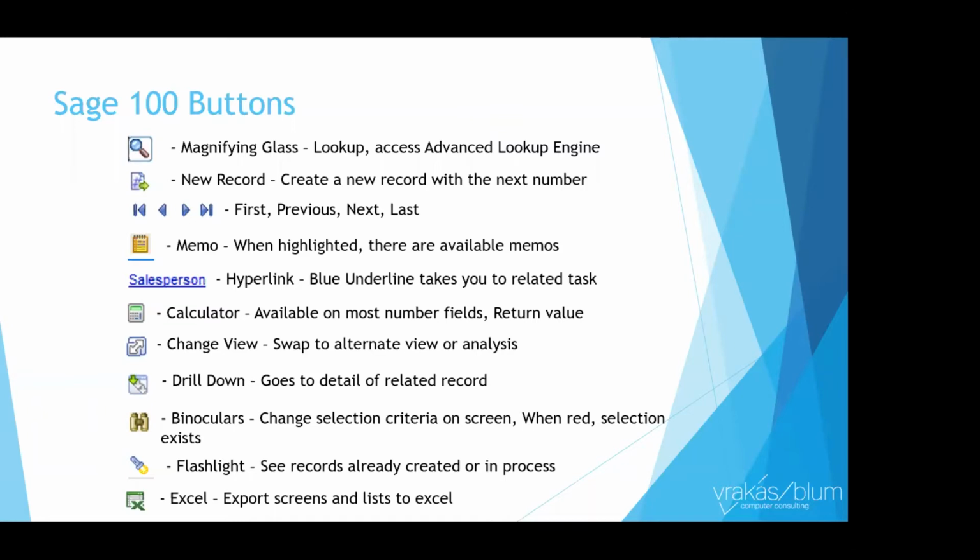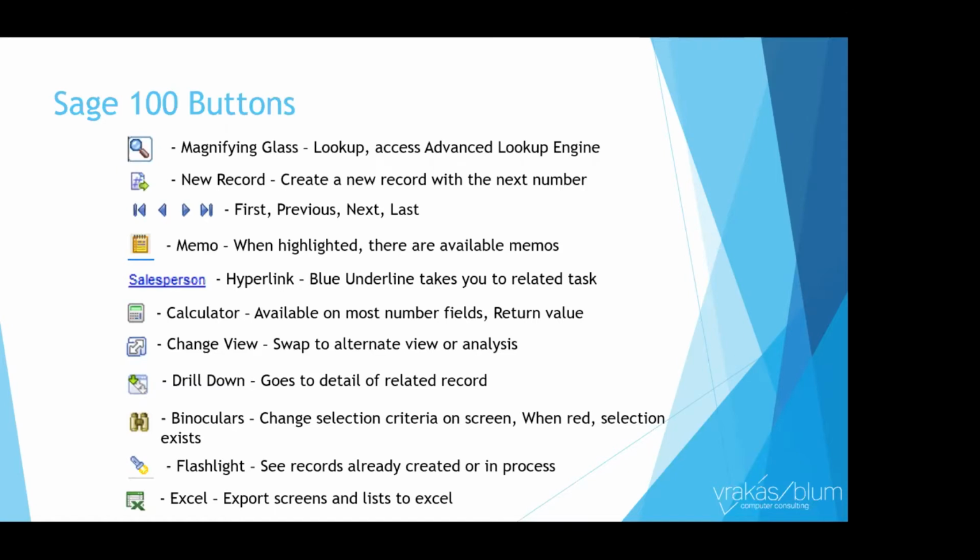Anywhere that you have a blue underline, it takes you to a related task. So for this example here, it's the salesperson. You click the underlined blue, and it'll take you to salesperson maintenance. Again, you're going to see this throughout the system, all over the place. Good thing to know when you're trying to set up, maybe, oops, I've got the wrong salesperson, or there's something spelled wrong. Click the button, fix it, and go back.